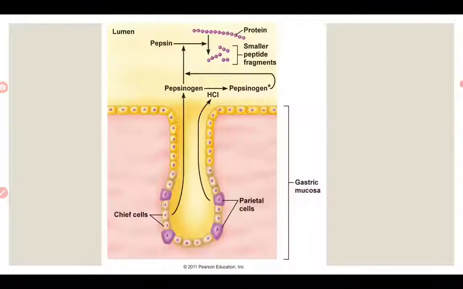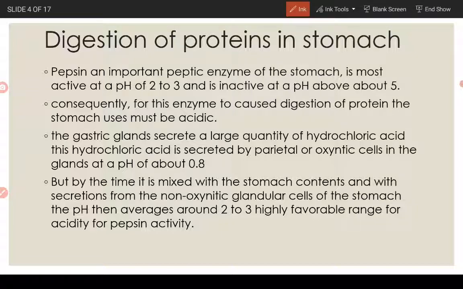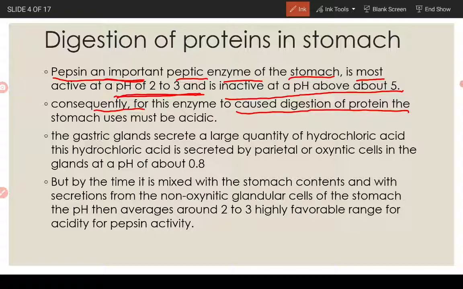So how does this happen in our stomach? Pepsin is an important peptic enzyme of the stomach, which is active at pH 2 to 3 and is inactive at pH above 5. Consequently, for this enzyme to cause digestion of protein, the stomach must be acidic. For the pepsin to work upon the proteins, there must be an acidic surrounding in the stomach.